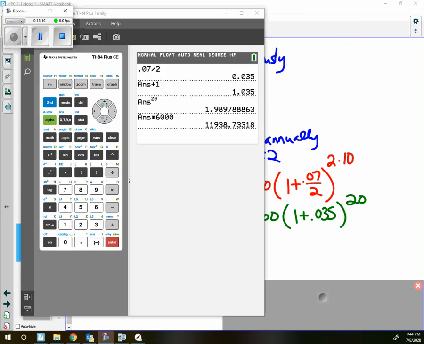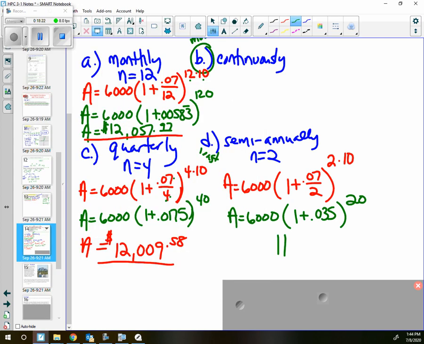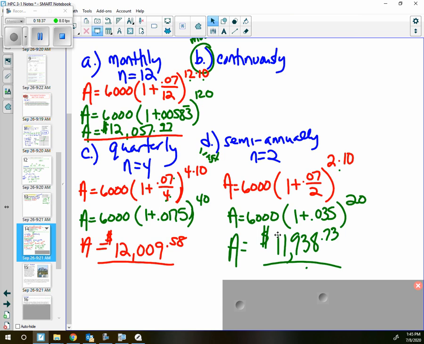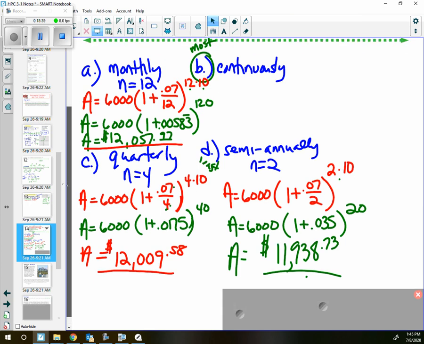So for this one, I came up with 11,938.73 to the nearest penny. Make sure you label things too when you're writing your answers. Again, we said this should be the least, and it's for sure the least of these because we're only doing this 20 times. So it does not get you as much interest, so your account balance won't be as much. You're not adding in as much.